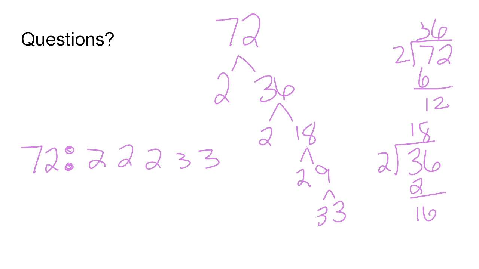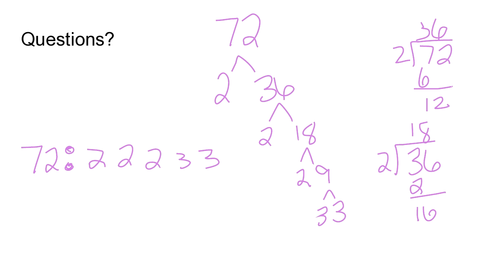So don't make the factor tree harder than it needs to be. If it's an even number, divide it by two and then figure out what the other factor would be. If it ends in zero or five, divide it by 10 or by five. Keep it super simple so that the factor tree is easy for you.